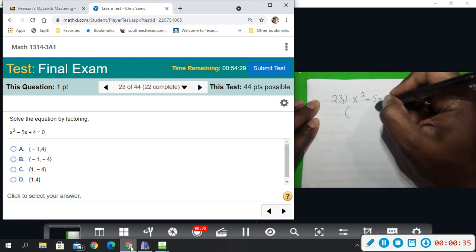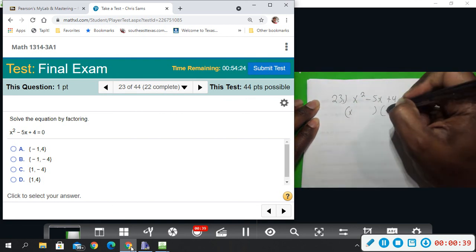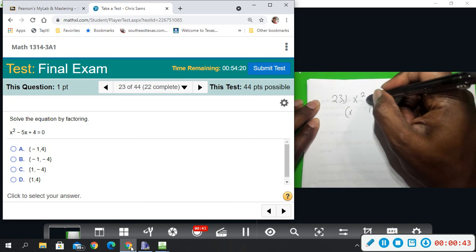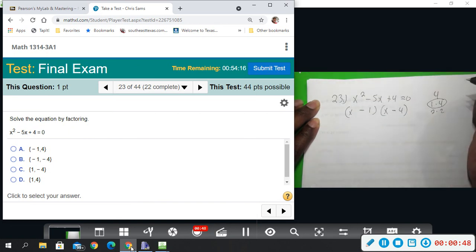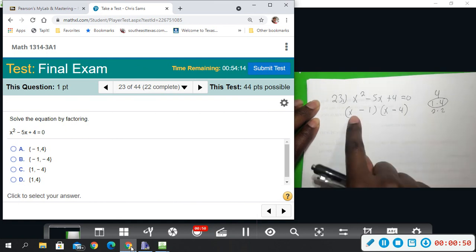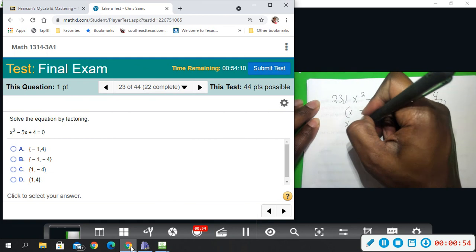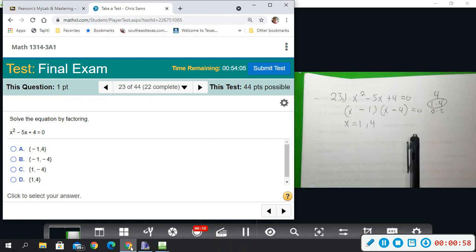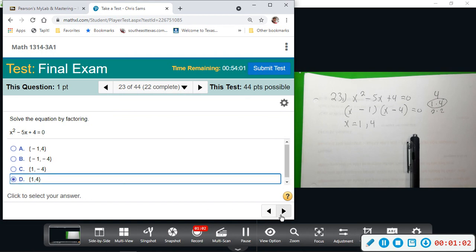So it will factor, right, 2 sets of parentheses, split up the x squared, the numbers 1 and 4. First sign is your larger number, second sign tells me they're the same. So when I set these equal to 0, I would get x equals 1 and x equals 4, both positive. So positive 1 and 4, answer choice B.